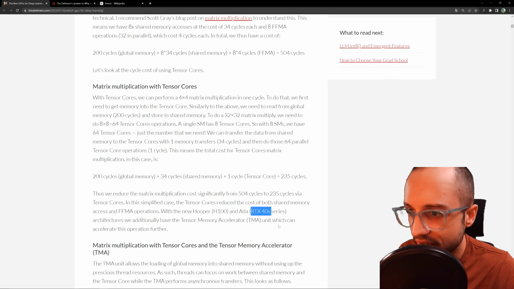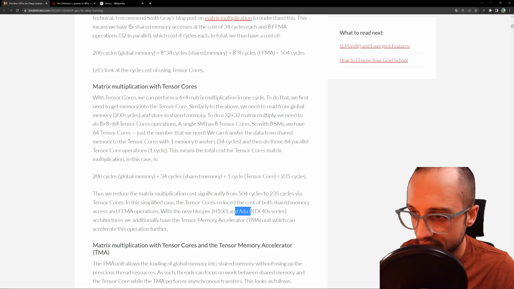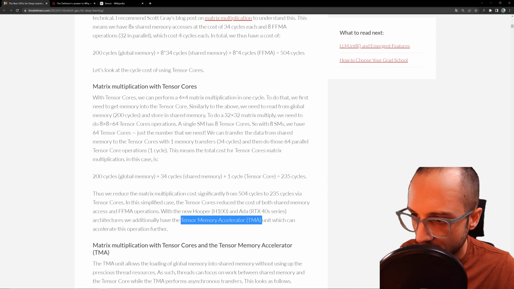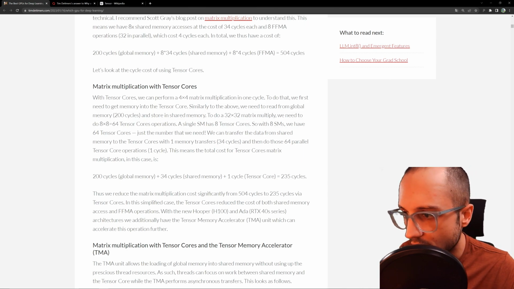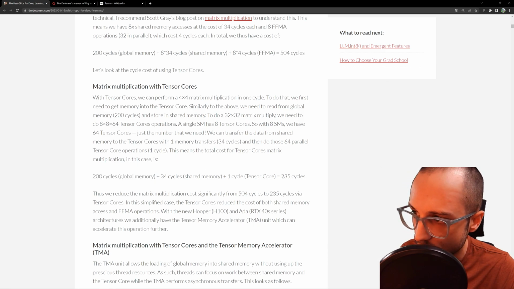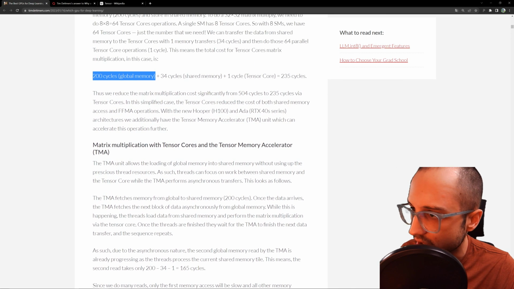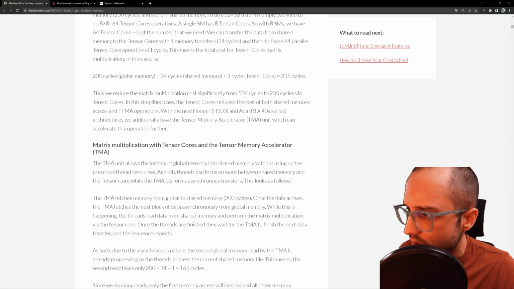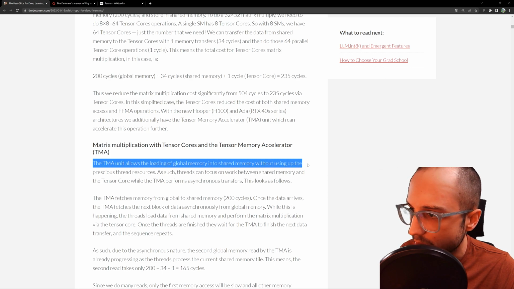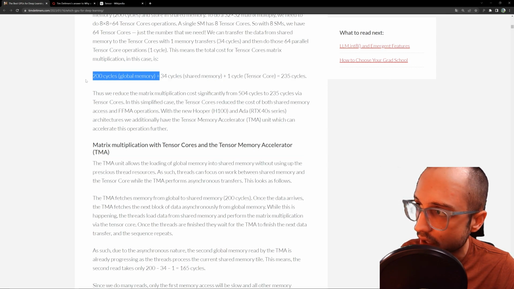Right, NVIDIA 4090 would be part of this Ada series, and then I guess Hopper is probably the boring AWS data center version of this consumer series here. But it seems like they have an additional chip or little hardware piece inside this 40 series GPU called a TMA that probably reduces this here. Probably might reduce the 200 cycles spent on global memory. I assume that'll probably be a little bit faster now. Or actually, here you go. He explains what it's going to do. Okay, so the TMA unit allows the loading of global memory into shared memory without using up the precious thread resources. So it's basically going to get rid of this, or kind of reduce this 200.